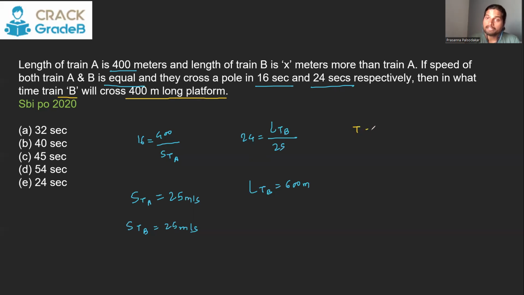So time to cross a platform is length of train, which is 600, plus length of platform, which is 400, upon speed of train, which is 25. So 1000 upon 25 is 40 seconds. So time to cross the platform for train B is going to be 40 seconds.